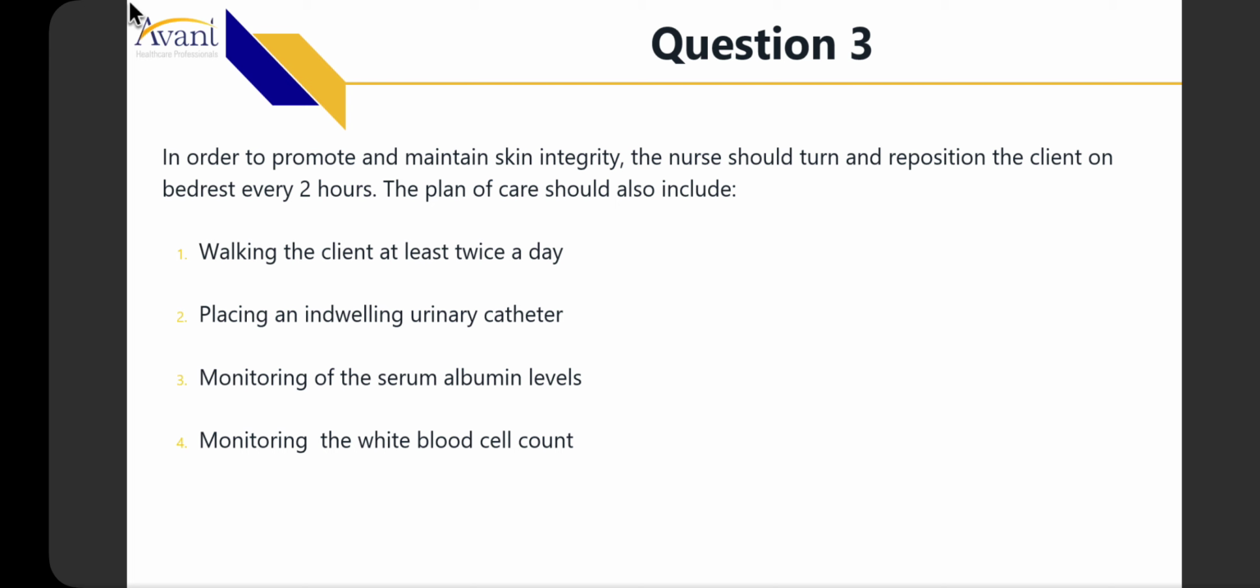Number four, monitoring the white blood cell count. No, that's only important if you suspect an infection, but that's not what the scenario is talking about. There's nothing to indicate the patient has an infection or is developing one. So we can eliminate number four. So that narrows it down. Which is the better answer? What should we do? Is it better to put in a Foley catheter or monitor serum albumin? Which one is going to give us a big bang for our buck right now? The answer being?